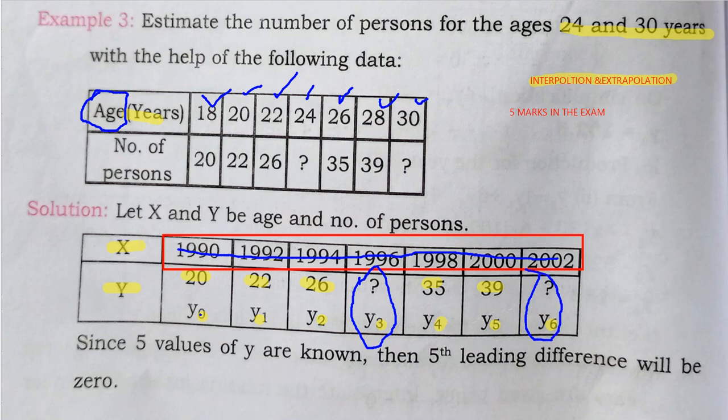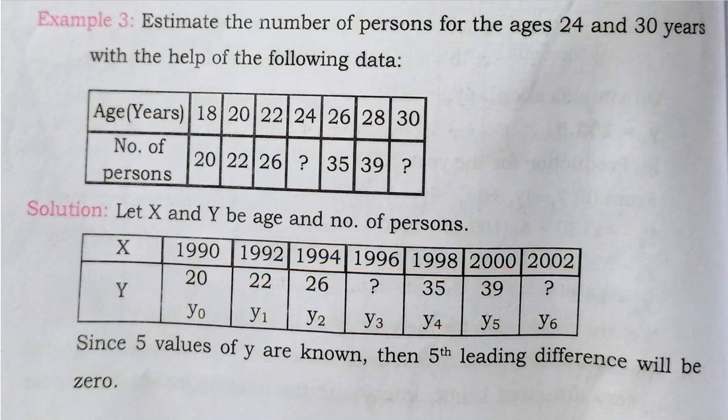So since the 5 values of y are known, the fifth leading differences will be 0. It means the leading differences are to be 0. Next, we will move on.